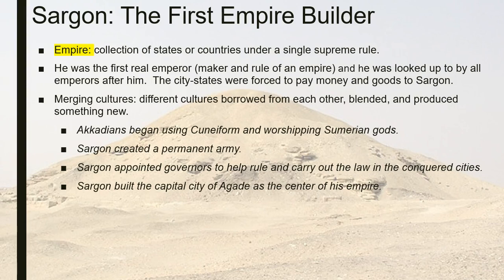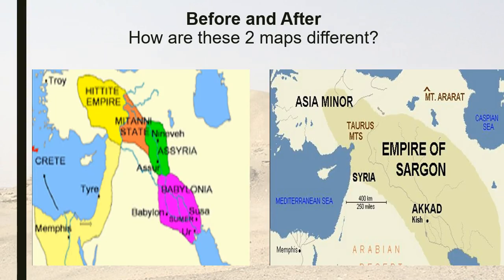Now Sargon also, in his time, created a permanent army that he could use whenever he needed to invade new city-states or to suppress anybody who wanted to fight back. He also appointed governors and placed them in certain city-states to rule, but ultimately he was the one who told the governors what to do, and the governors did what he said. And then he also built a very large and beautiful capital city to be the capital of his empire.